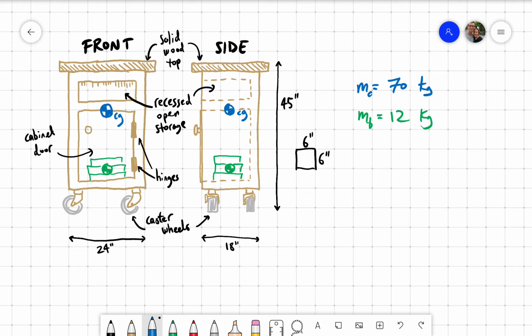We said that the distance was 2 squares, it was 12 inches up to the books, and the distance up to this one was, what's that? 1, 2, 3, 4, 5, so 30 inches.